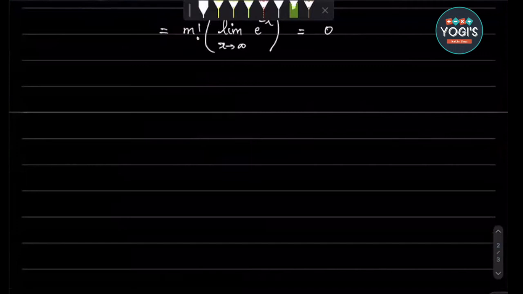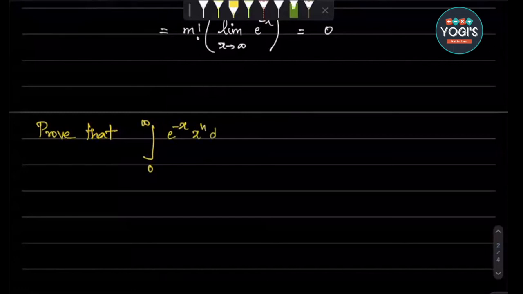Write down this. Prove that, this is an important question. It's a result also. Prove that integral 0 to infinity e power minus x, x power n dx is equal to n factorial, where n is a positive integer.